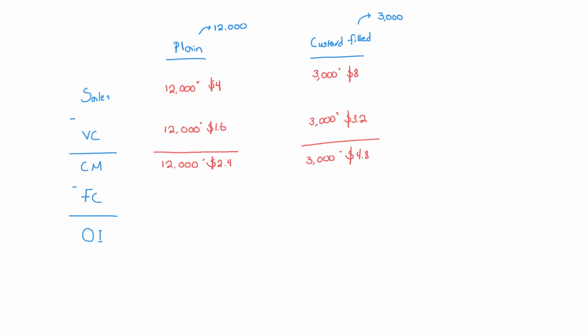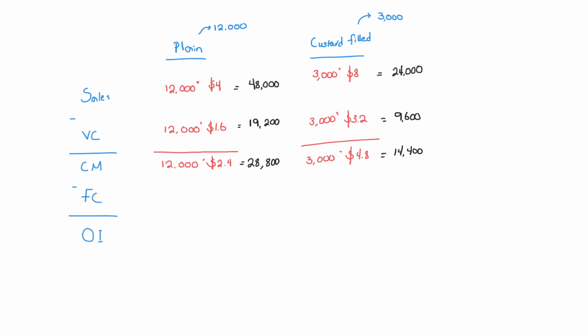Now let's do our calculation. Okay, if I multiply 12,000 by $4, it's gonna be $48,000. 3,000 times 8, it's gonna be $24,000. 12,000 times 1.6, it's gonna be 19,200. 3,000 times 3.2, it's gonna be 9,600. Now 48,000 less 19,200, it's gonna be 28,800. 24,000 less 9,600, it's gonna be 14,400.